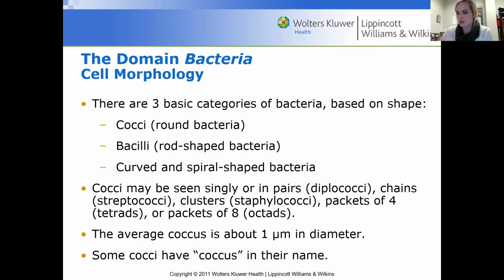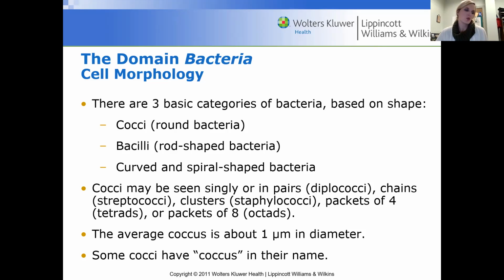When we see multiple spheres or round shaped bacteria, those are called cocci. Rod shaped ones, those that are a little bit longer than they are wide, are called bacilli. And then you have just either curved or spiral shaped, and that's the category itself. They don't have a specific name.